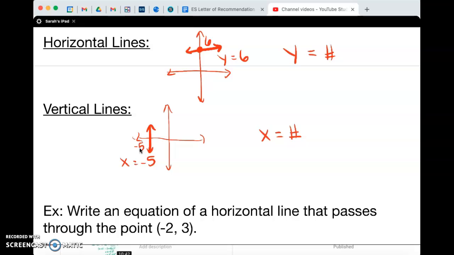When you write horizontal or vertical lines, they might say write in slope-intercept form, point-slope form, or standard form. For a horizontal or vertical line, this is the only form that you can even write it in.